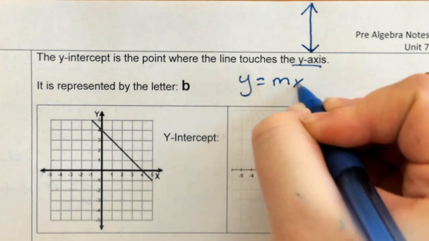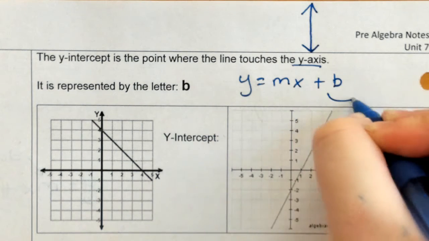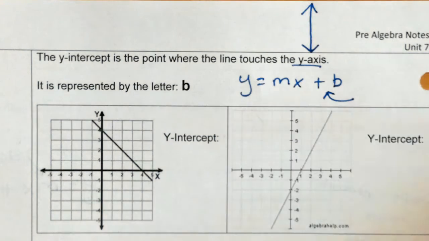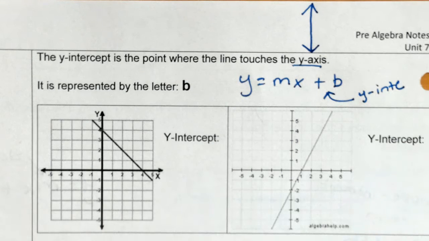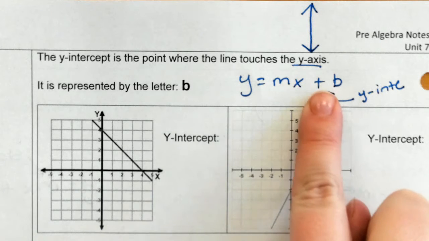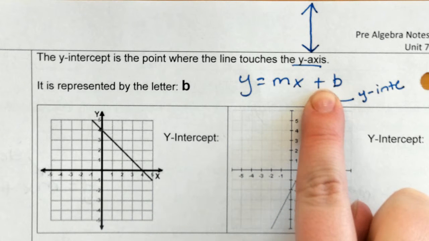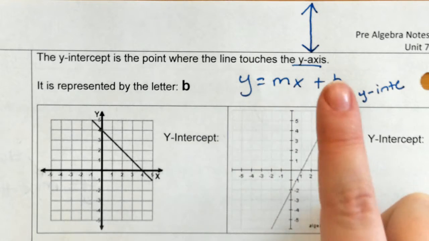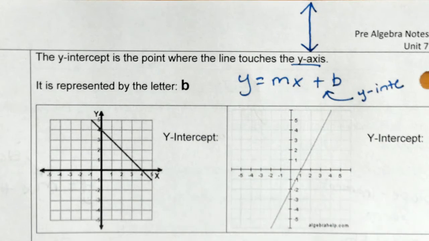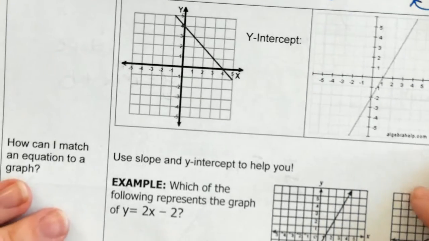So if we go back to that slope-intercept form, the part at the end there, that's our y-intercept. That's the number that we're going to be looking at. This can either be positive or negative. So it could either be plus b or it could be minus b, depending on whether it's positive or negative. So let's look at our 2 examples.